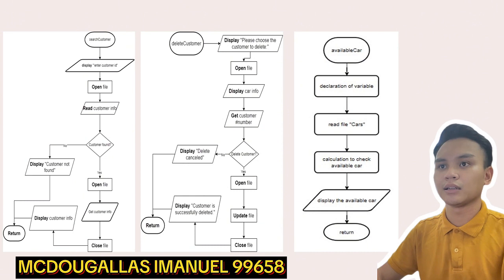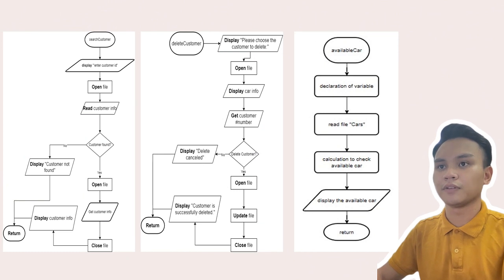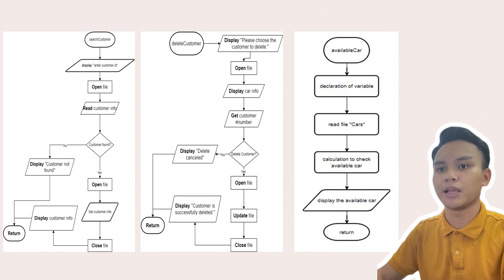Now I will explain the search customer flowchart. First, it will display enter customer ID, where users are prompted to enter the customer ID, and then we will open and read the customer information file. If the customer is found, then we will open the file and get the customer info, and then close the file. Lastly, it will display the customer info and then return to the main menu. But if the customer is not found, then it will display customer is not found.